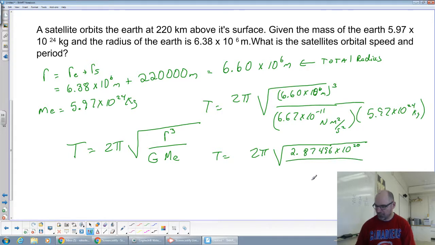Okay, and then we're going to multiply these two together. 6.67 exponent negative 11 times 5.97 scientific notation 24. That gives 3.98199 times 10 to the 14.